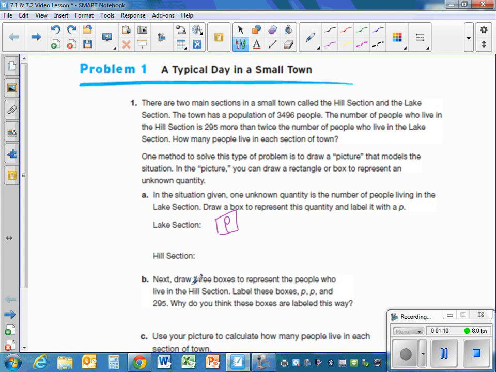Part B says, next, draw 3 boxes to represent the people who live in the hill section. Label the boxes P, P, and 295. So our first box is P, second box is also P, and then we have a third box that we're labeling with 295. B then asks, why do you think these boxes are labeled this way?